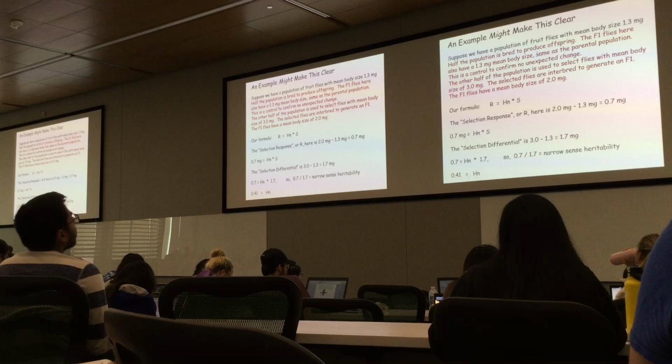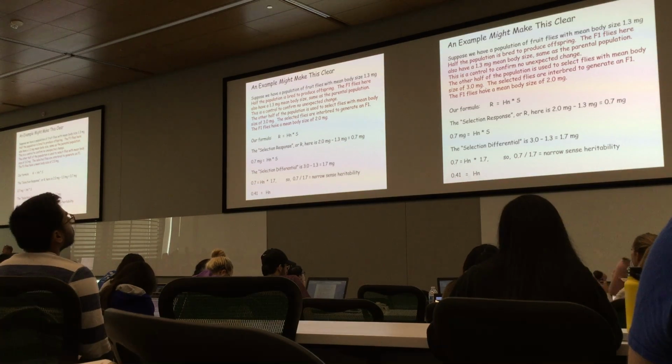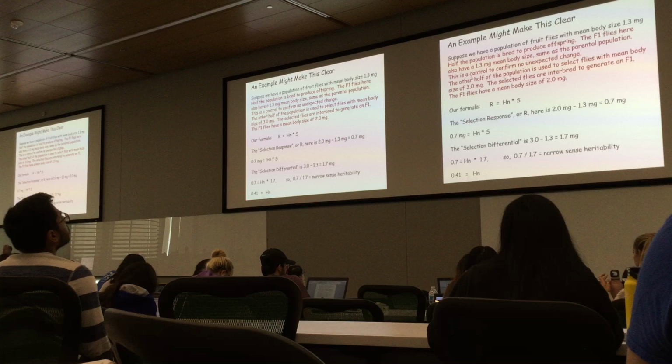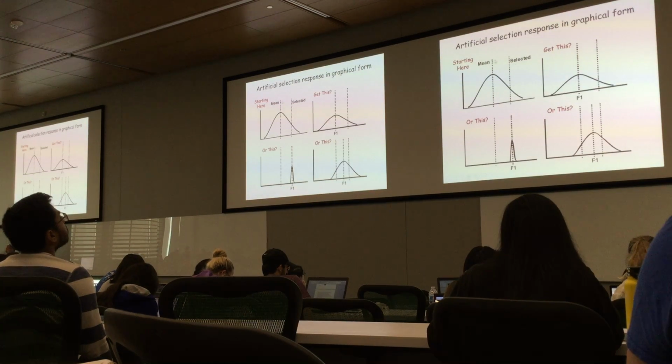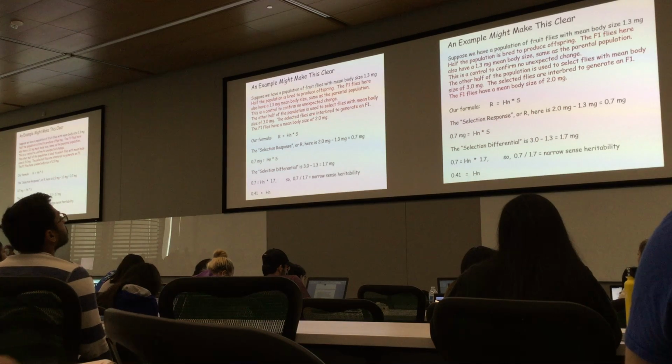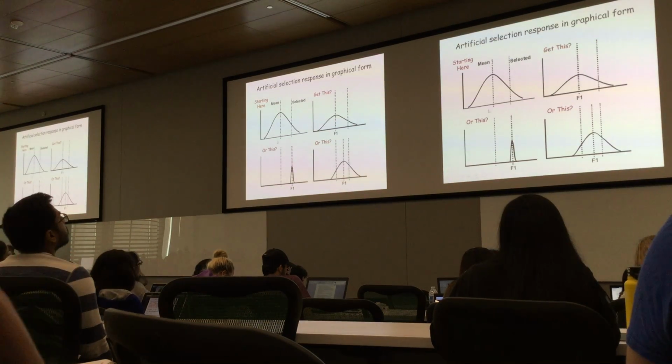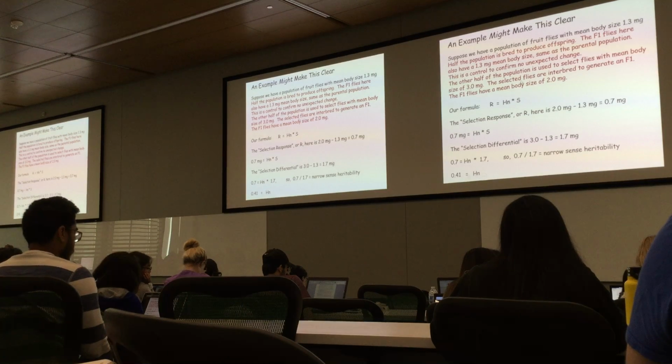The other half, what we're going to do is we're going to select flies that have a body weight of around 3 milligrams. So that's basically what we're doing here, is we say this is, let's see, this is 1.3, we're selecting at 3 for the parents. So that's what we're doing in the experiment.